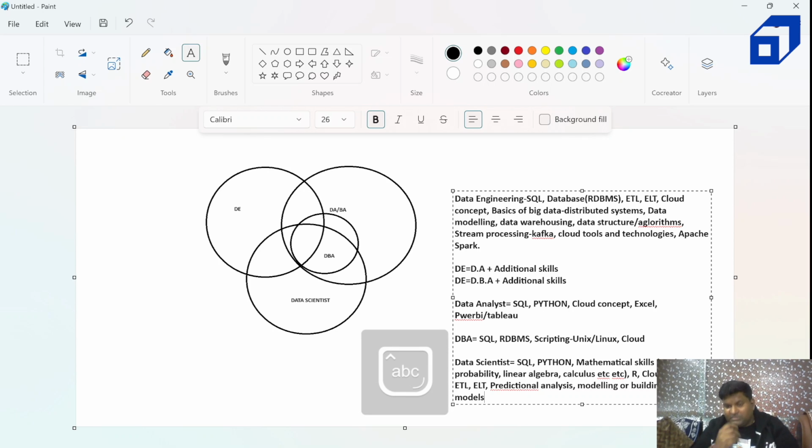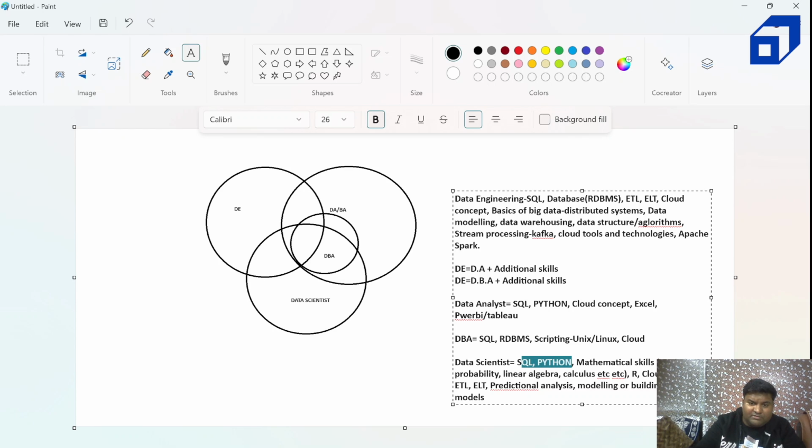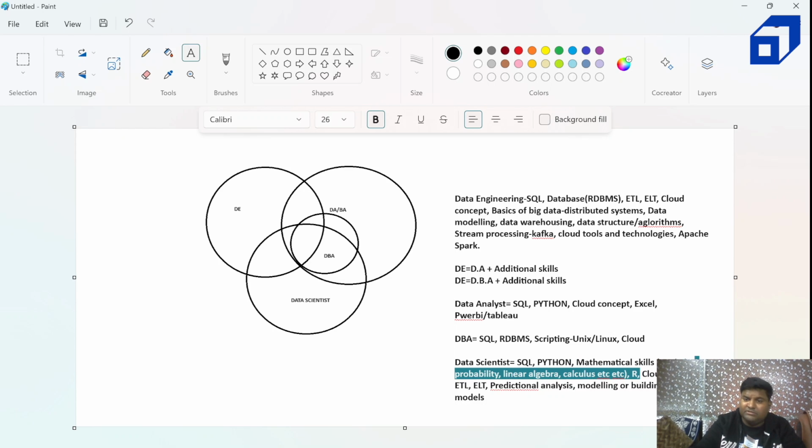So artificial intelligence is another concept for data scientists. Machine learning is another concept for data scientists. If a data engineer wants to move to data scientist, apart from SQL, Python, and cloud concept, they have to learn the rest of the other skills. I hope I have given a holistic difference of the skill set based upon different roles, based upon different expertise. I hope this chart or this Venn diagram is going to help you.